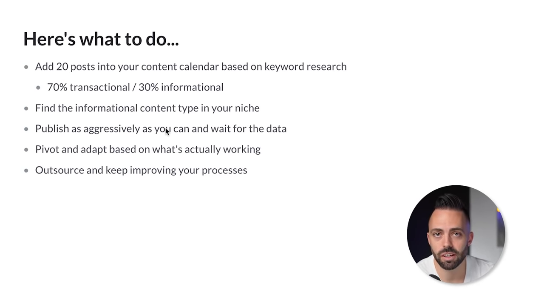And we're going to do 70% transactional, 30% informational. And we'll go over exactly what that means. And then we'll find the informational content type in your niche. We'll publish as aggressively as we can. We wait for the data on what works. And then we pivot and adapt our content based on what's actually working. And then over time, we outsource and keep improving the process.